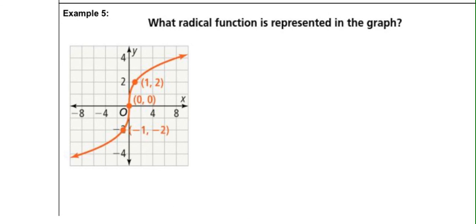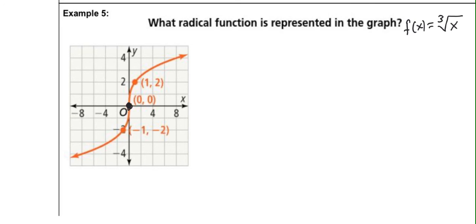Now, this is our last type of example. We want to find the radical function that's represented in this graph. Okay, so what we need to do is figure out, looking at this point right here, that should always be at 0, 0 for the parent function, right? And we know this function here is a cubic function, so this f of x should be cube root of x, right?